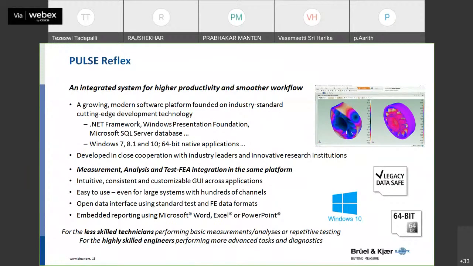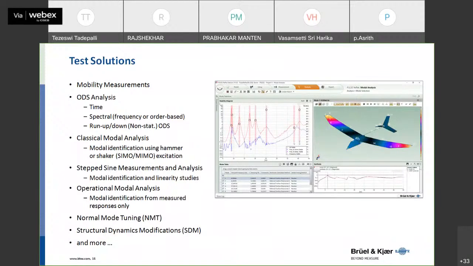So these are examples of where we are looking. You have ability measurements, you have ODS analysis. The ODS analysis is used in all cases where you are looking at real world conditions and how the structure is operating. So it could be time, it could be spectral frequency or order based, run up or run down.